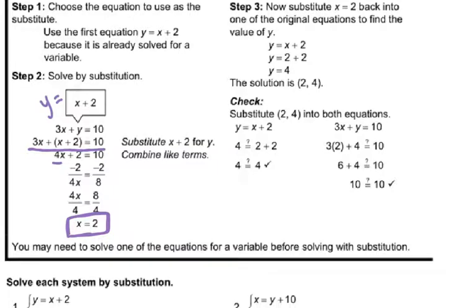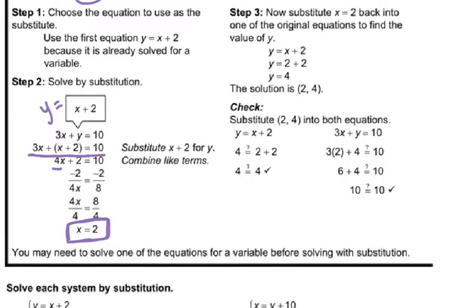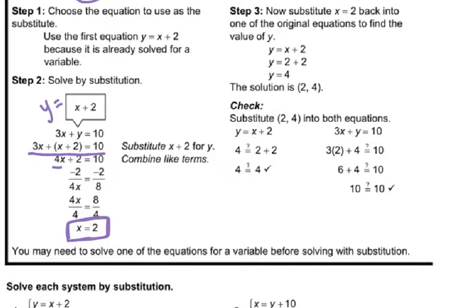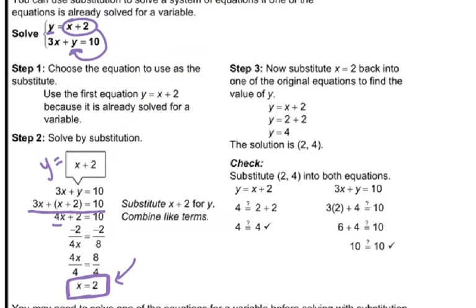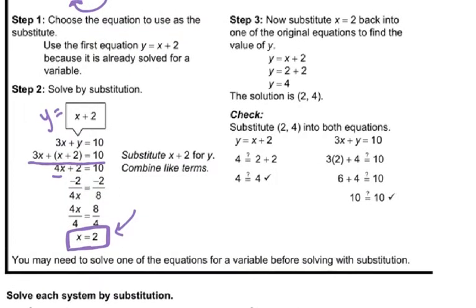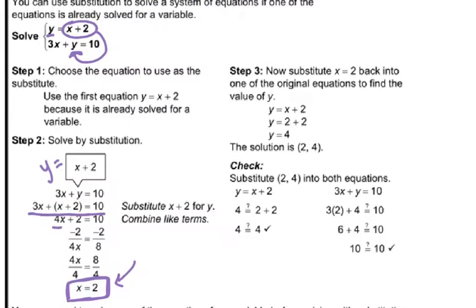Now, your next step is probably the most imperative. You're going to substitute x equals 2, so whatever you got for x, back into one of the original equations. If you go back, our originals are y equals x plus 2 and 3x plus y equals 10. So you'll plug it back in to find a solution. Now you can do either one of these. It doesn't matter which one.